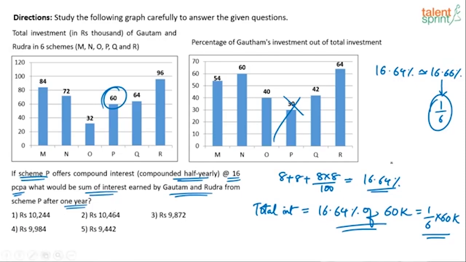Because actually what I've taken is 16.66. But the real value is 16.64. Slightly less than 16.66. So slightly less than 10,000. Which is slightly less than 10,000 here, option 4.